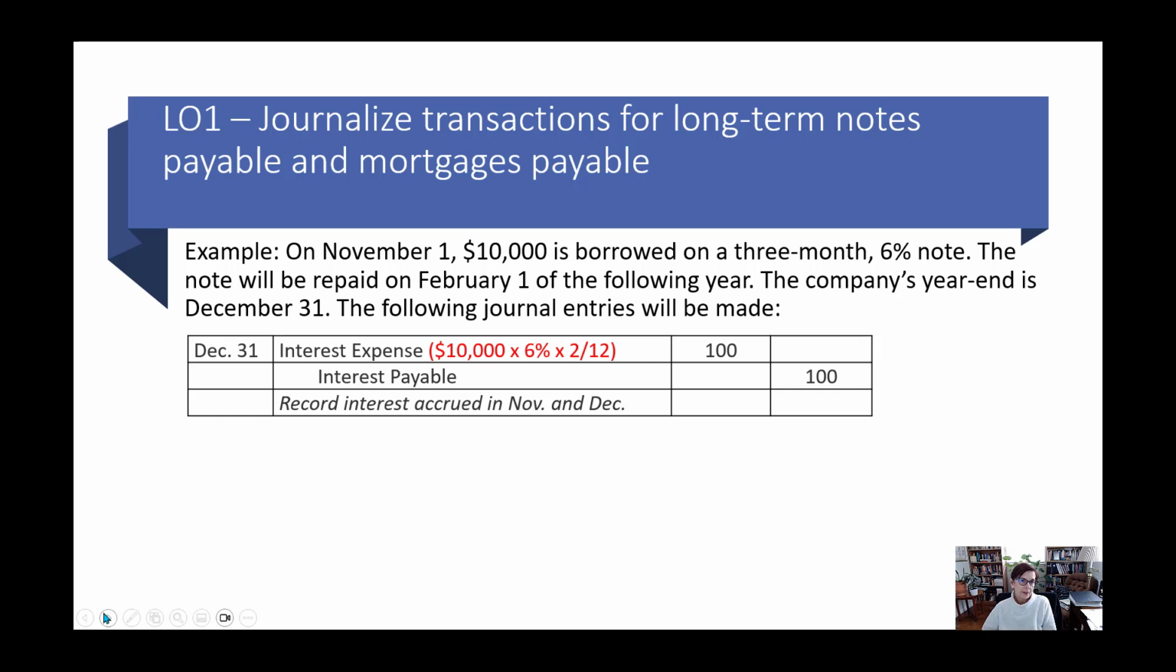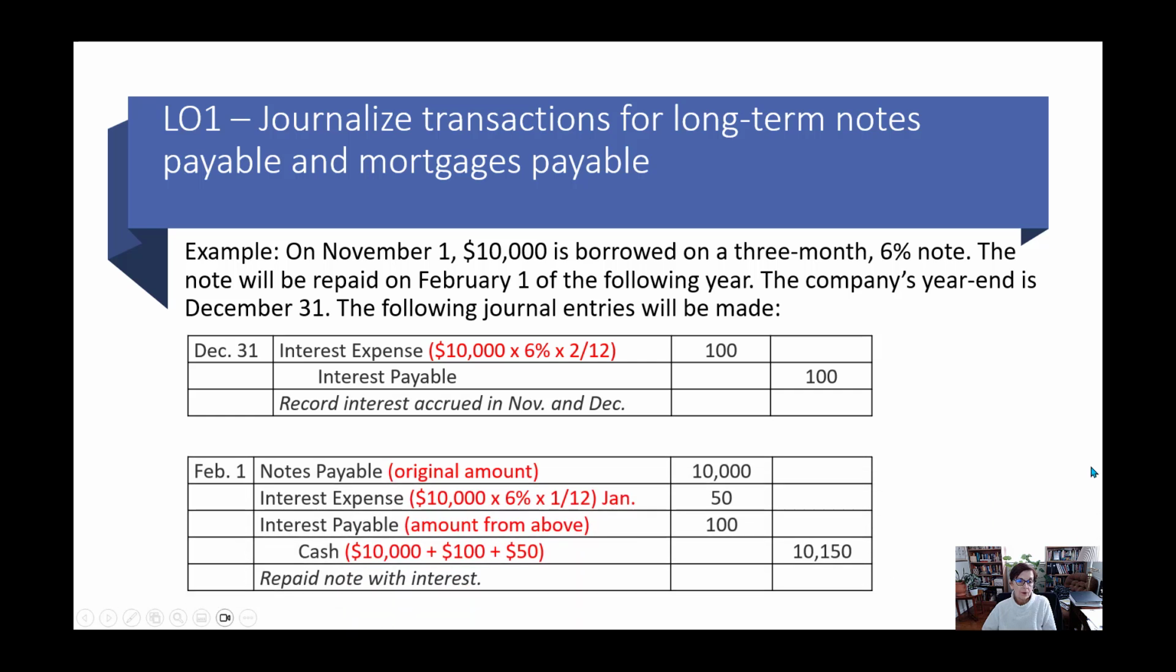But our entry is going to be a little more complicated because we have the interest expense and the interest payable to debit. So first of all, we're going to debit the note payable. We're paying it off. We're going to debit interest expense, which is the interest for January, 1 month, because we haven't recorded January's interest yet. So $50 for January. And then $100, which is the payable that we recorded from last year. So the 50 is this year's interest, the 100 is last year's interest, and we repay the whole $10,150.